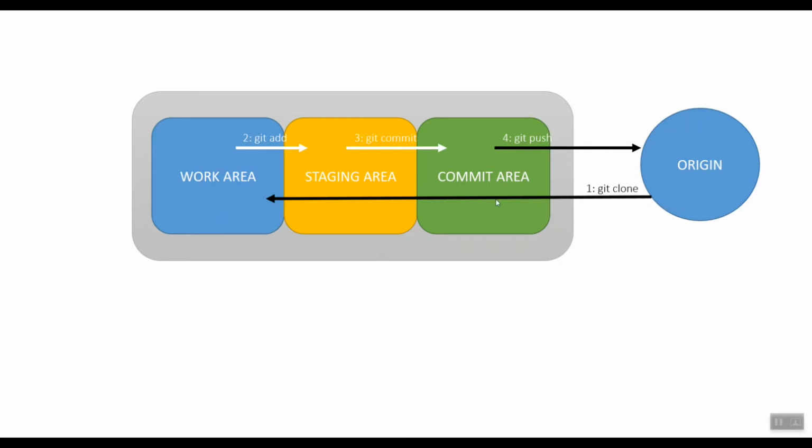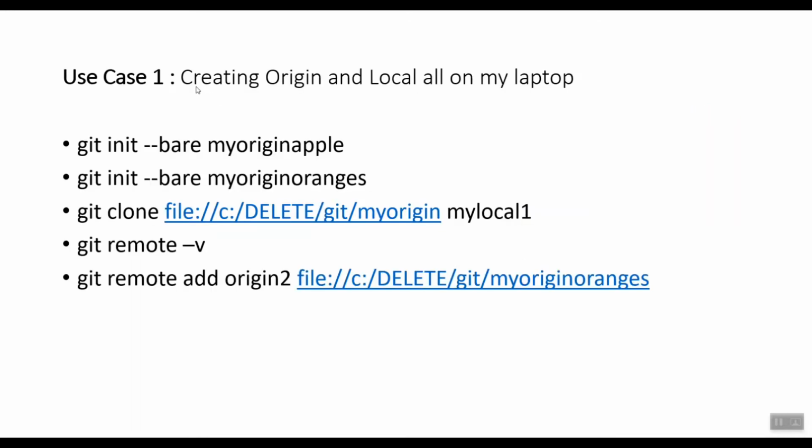Okay, so after you git clone, you do git add to move from work area to staging area. Then you move from staging area to commit area using git commit. And then you move from commit area to origin using git push. If you do not follow what I'm saying here, see my previous video on Git. It should be clear. Today we are going to look at a specific use case.